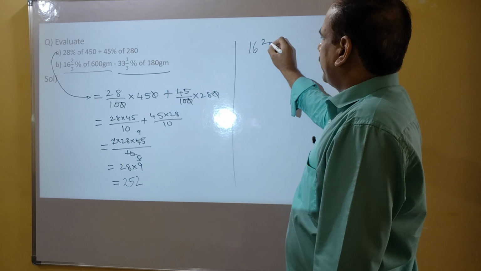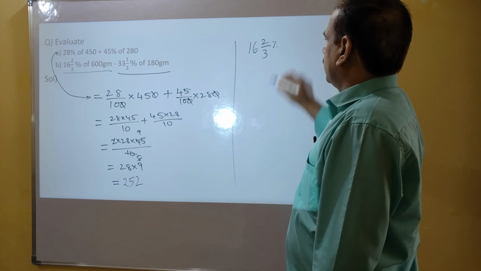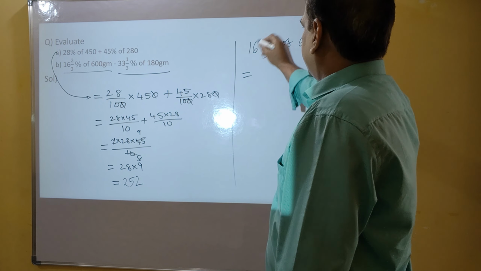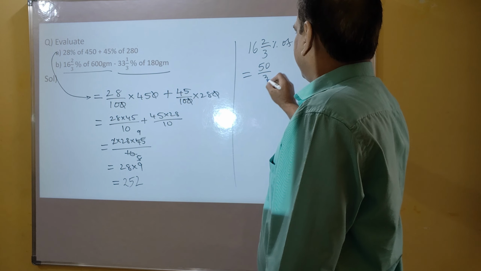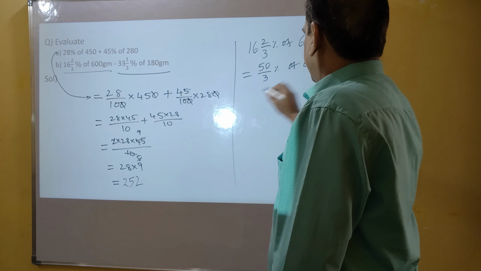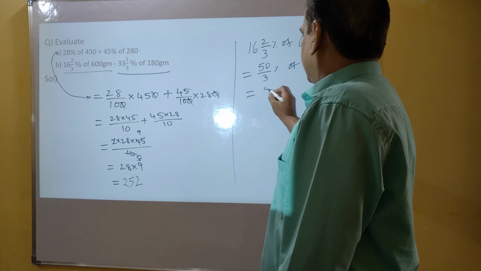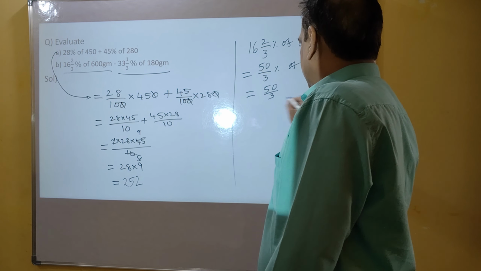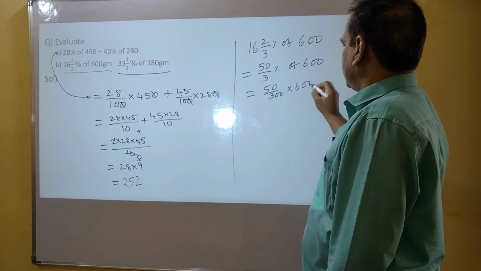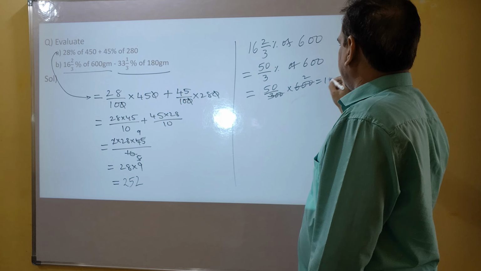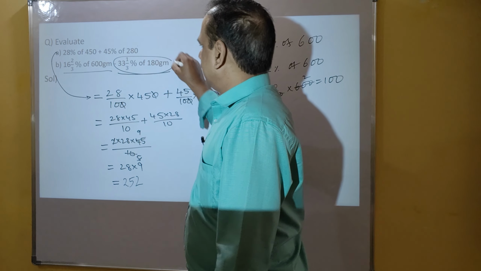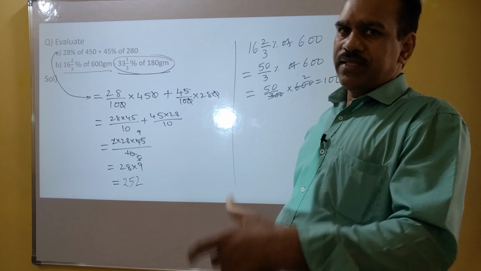What is 16 2/3% of 600? 16 2/3 is 50/3%, of 600. What is 50/3%? 50/3 by 100. So that is 300 into 600, it is 100. Now the remaining second part, I already told you 33 1/3%.